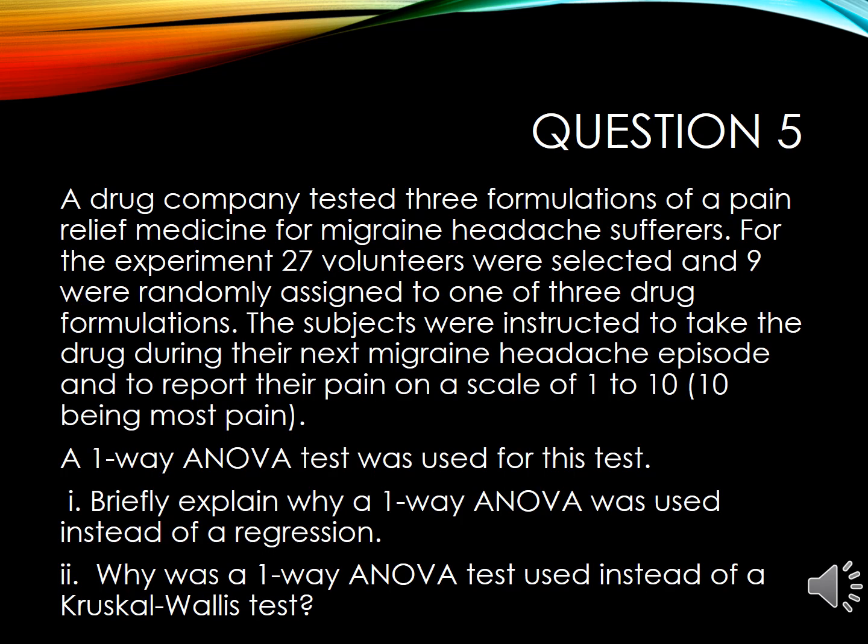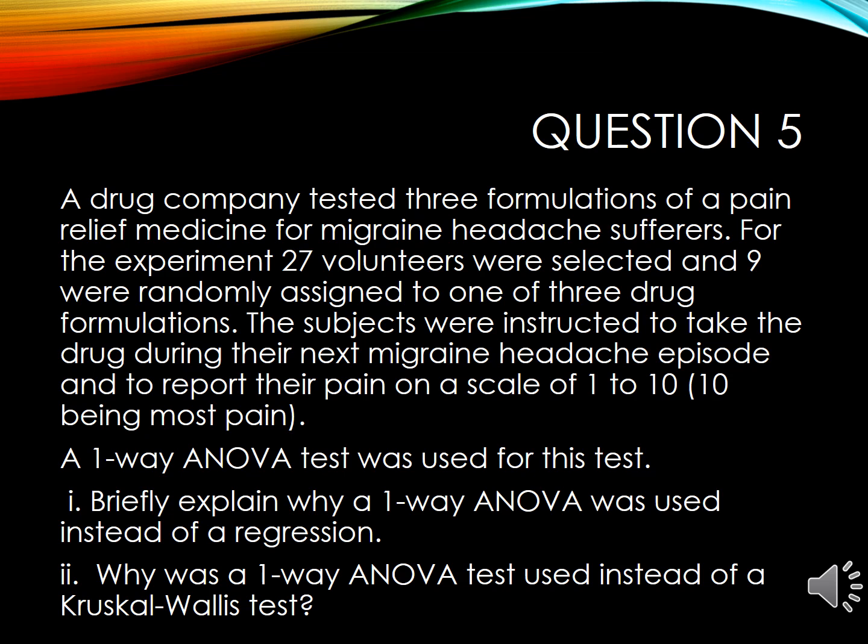In question 5, you had some ANOVA output to deal with that was related to pain relief medicine. The first question was about knowing the assumptions of a one-way ANOVA. When asked why ANOVA was used instead of regression, you could have said, 1, the explanatory variable is categorical, not an interval or ratio data type. And 2, it is a test for differences, not for a relationship between variables.